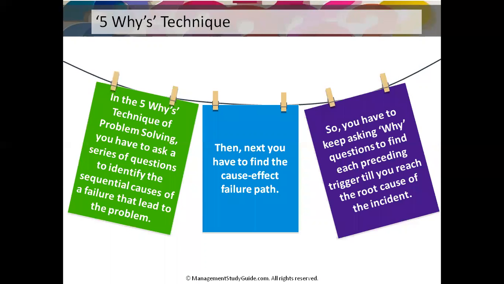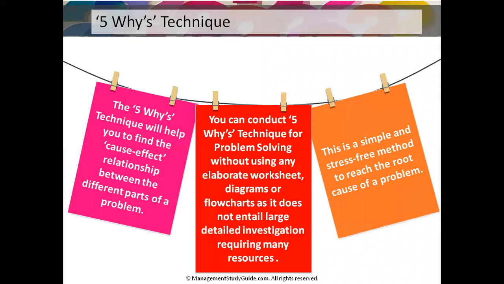In the 5 whys technique of problem solving, you have to ask a series of questions to identify the sequential causes of failure that led to the problem. Then next, you have to find the cause and effect failure part. So you have to keep asking why questions to find each preceding trigger till you reach the root cause of the incident. The 5 whys technique will help you to find the cause and effect relationship between different parts of the problem.